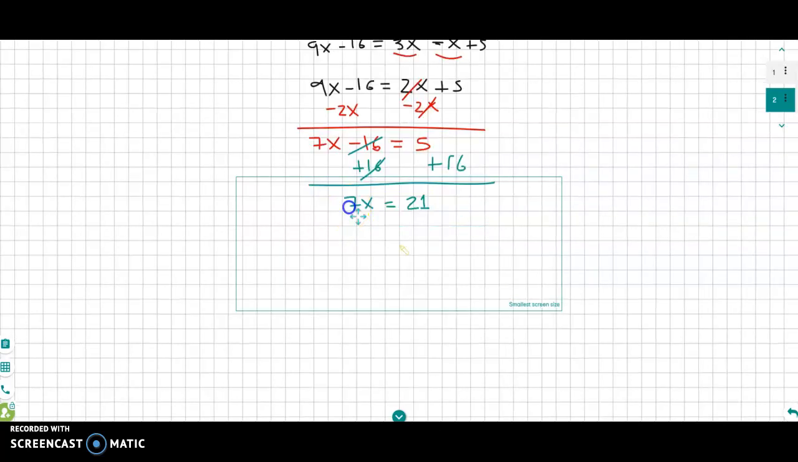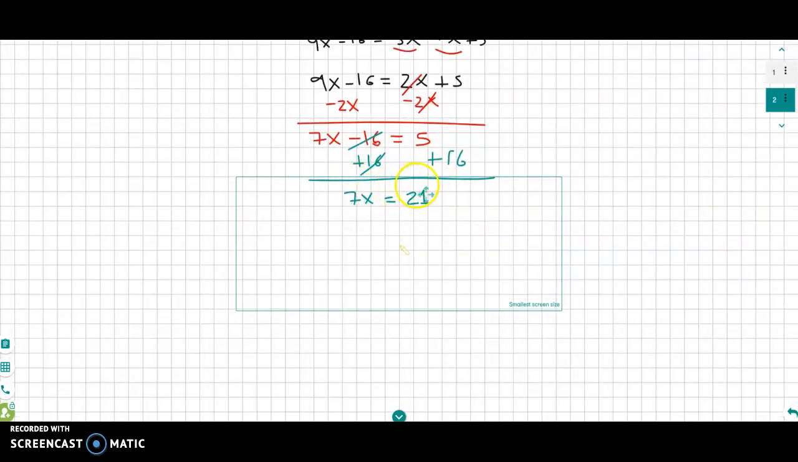So now the final step, we already have 7x equals 21. What is bothering the variable now? 7x, so we can divide by the same number. We can divide by 7 at both sides of the equation, so they will be cancelled, they are simplified, and we will have x equals 21 over 7, that makes 3, and this will be the final answer.